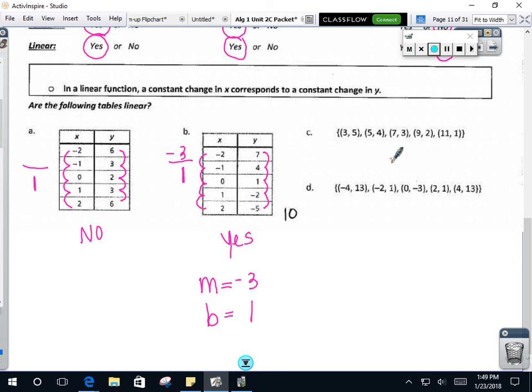(0, 1). Okay, now C and D are asking the exact same thing, but instead of them giving you the information as a table, they just list out the ordered pairs. So go ahead and try those two.